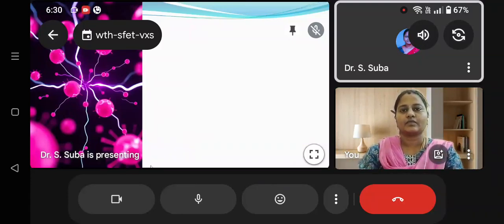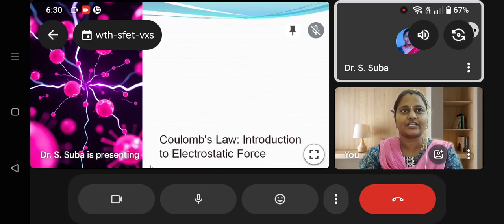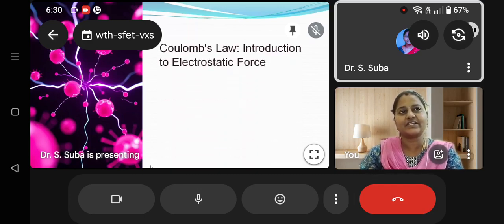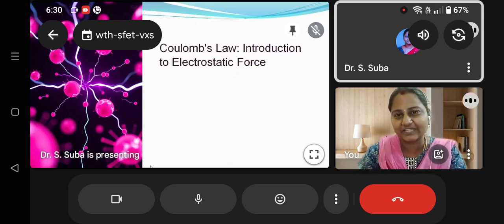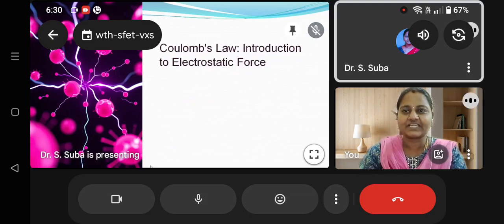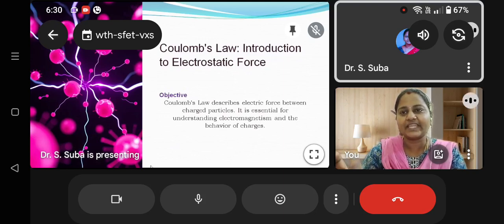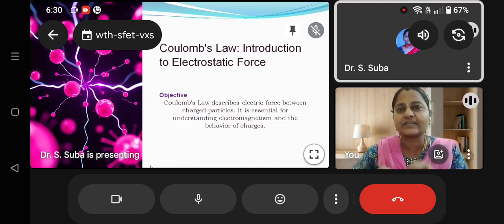Good day to everyone. Today we are going to see about Coulomb's law, which is based on this introduction about electrostatic force. What do you mean by electrostatic force? The electrostatic force deals with the force between two different charges. The main objective is that Coulomb's law describes the electric force between charged particles. Oh, so this is essential. Yes, it is important to understanding electromagnetism and the behavior of charges.